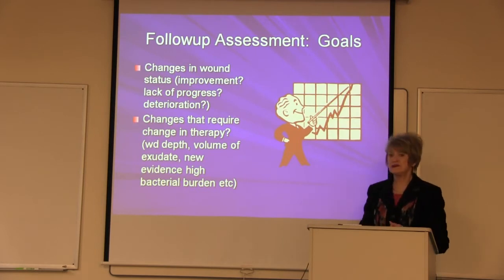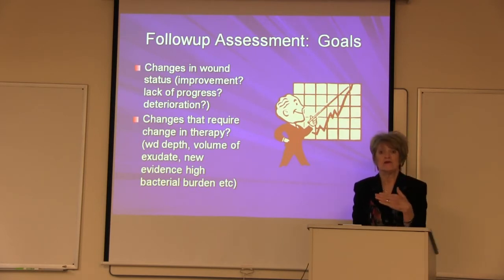Now, in doing our follow-up assessment, as we've said, we've already done that comprehensive workup, so we already know that we're dealing with a pressure ulcer on the right trochanter in a patient who is nutritionally compromised, diabetic with poorly controlled glucose levels, and that the patient's major concerns are pain.